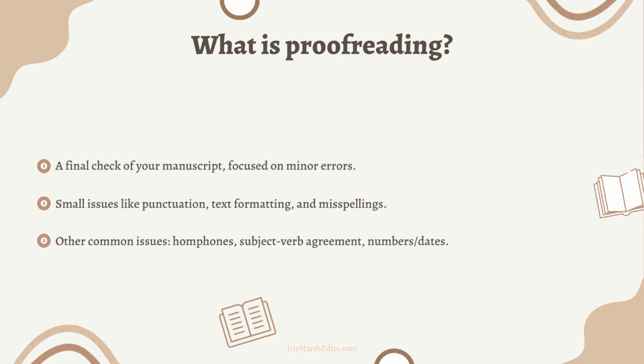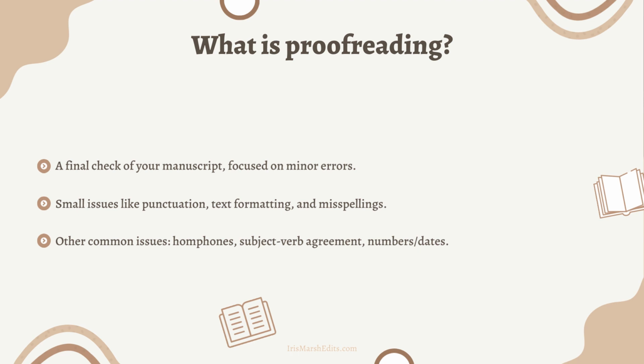Then finally, we end with proofreading. What is proofreading? It's very similar to copy editing in that it also focuses on grammar and spelling. It focuses more on the minor errors. It is really the final check of your manuscript to catch any small errors that have still slipped through the cracks.